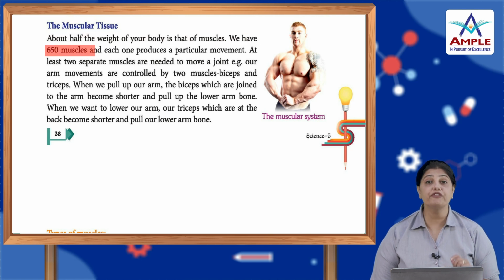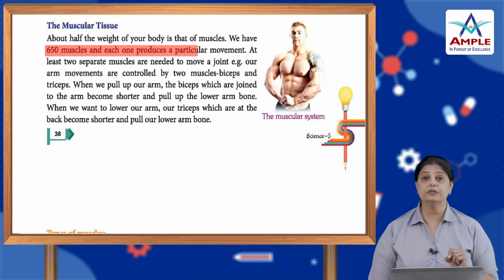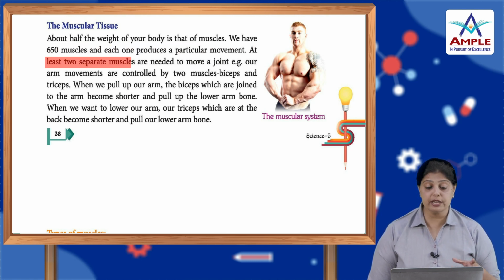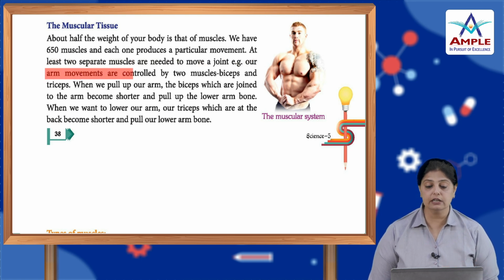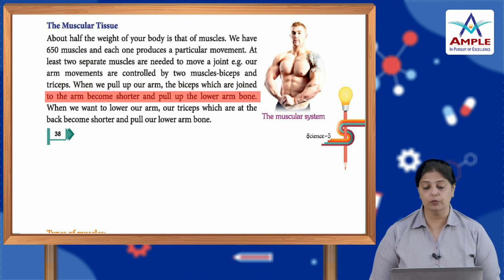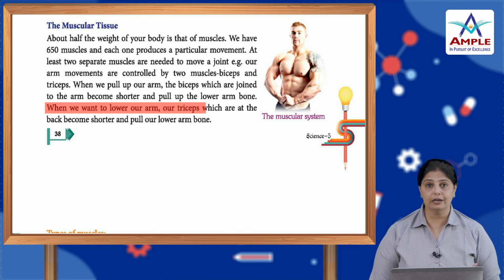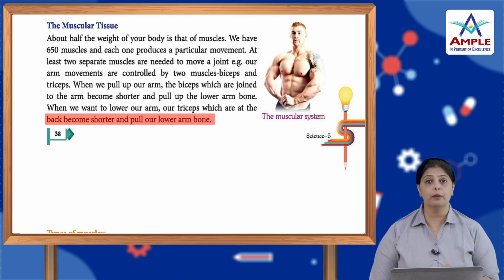We have 650 muscles and each one produces a particular movement. At least 2 separate muscles are needed to move a joint. For example, our arm movements are controlled by 2 muscles, the biceps and triceps. When we pull up our arm, the biceps, which are joined to the arm, become shorter and pull up the lower arm bone. When we want to lower our arm, our triceps, which are at the back, become shorter and they pull our lower arm bone.